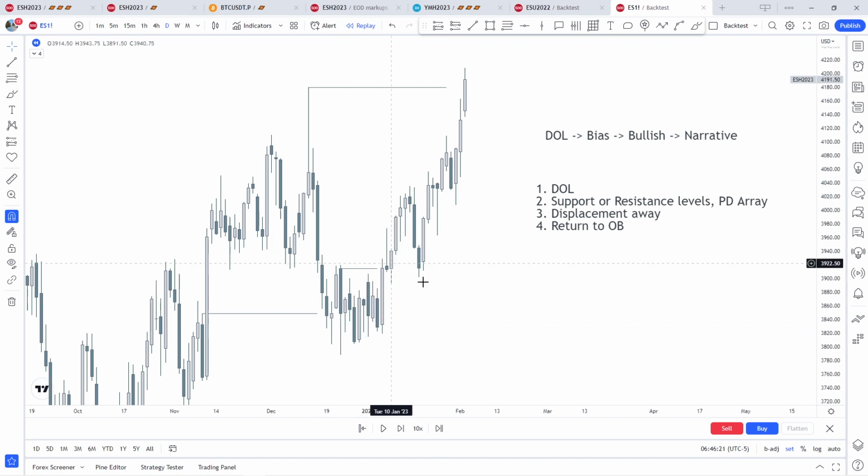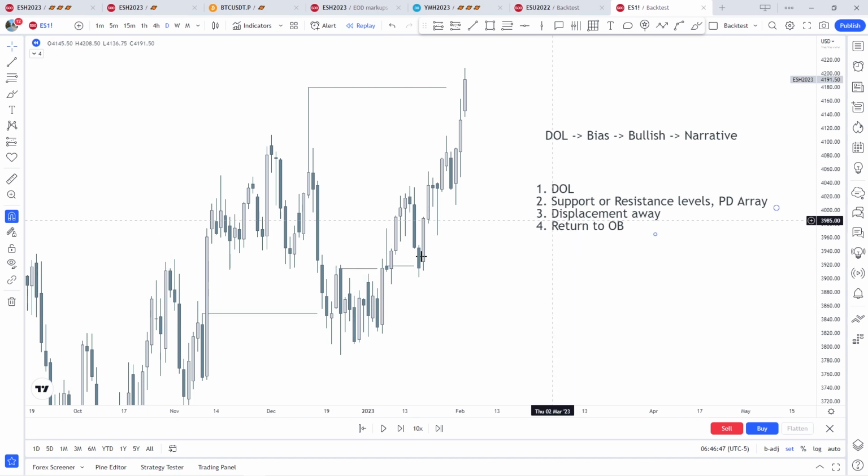So we move away from it, aka displacement away. Fourth, return to order block. Return here into this order block. What do we create? A new order block. Why is this an order block? It fits our DOL. Then second, support or resistance level, aka PD array, is this previous order block.